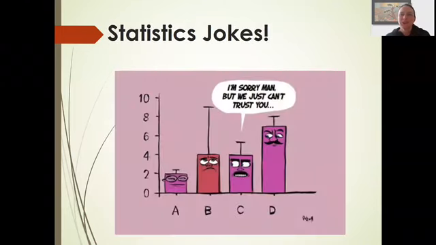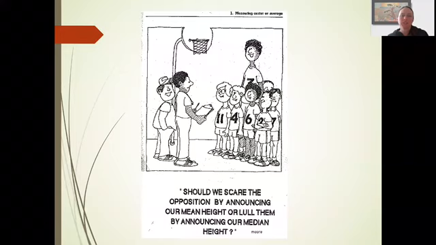So here's a couple jokes. I'm a collector of statistics jokes, and so I apologize. You're just going to have to put up with them. This one is a bunch of bars. It says, "I'm sorry, man, but we just can't trust you." And they're all looking at that one bar with the really big error bars. Here's another one. "Should we scare the opposition by announcing our mean height, or lull them by announcing our median height?" Maybe now you understand the joke. Yeah, they're really bad statistics jokes, so I warn you, they only get worse.